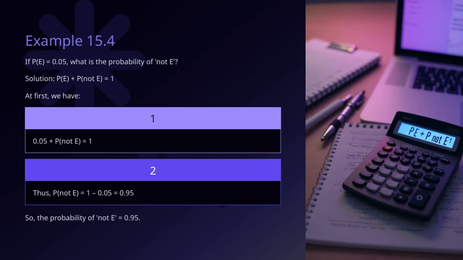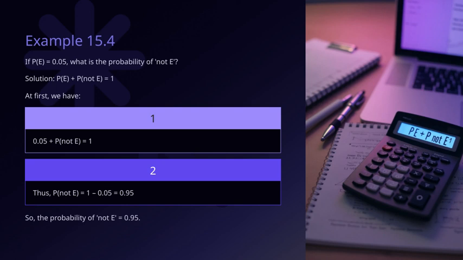So P(not E) equals 1 minus 0.05, and that gives us 0.95. Now remember, the sum of the probabilities of all possible outcomes in a sample space must equal 1. That's why we write P(E) plus P(not E) equals 1. Since we know P(E) is 0.05, we can easily find P(not E) by subtracting that from 1, confirming it's 0.95. This example highlights a key concept in probability, the complement rule.